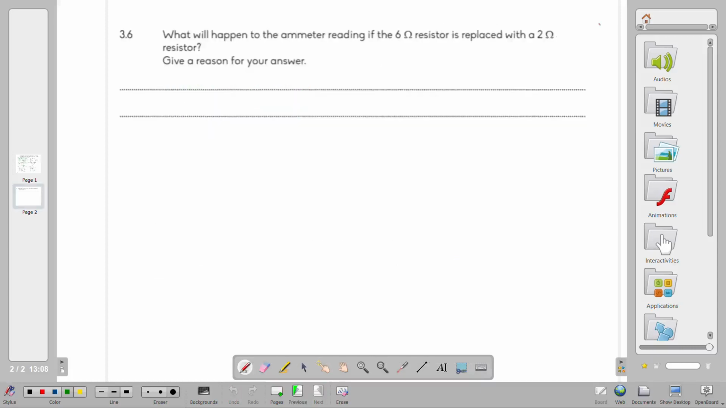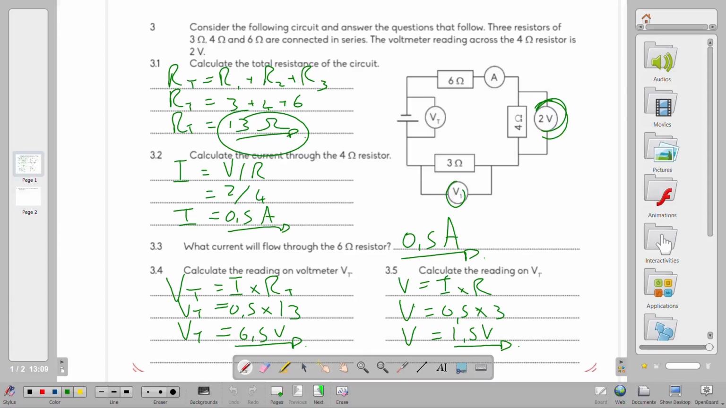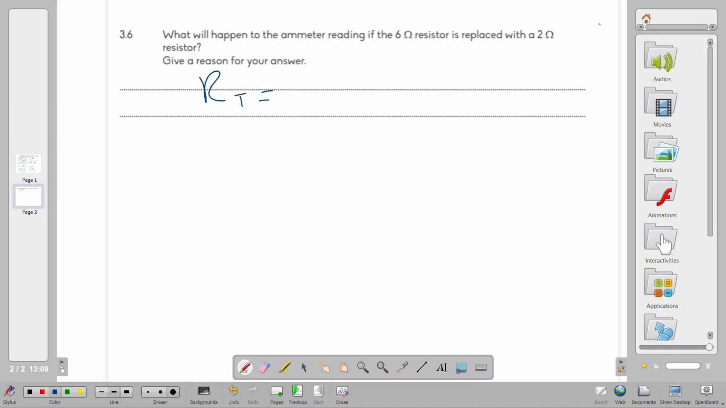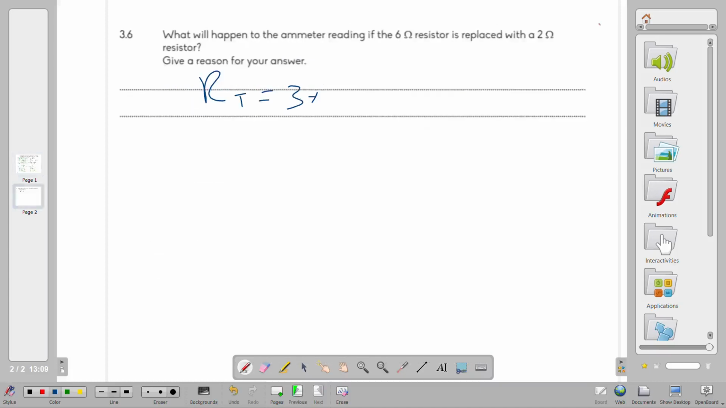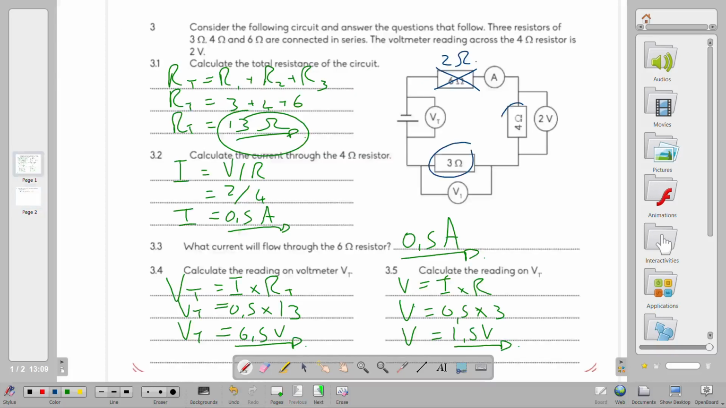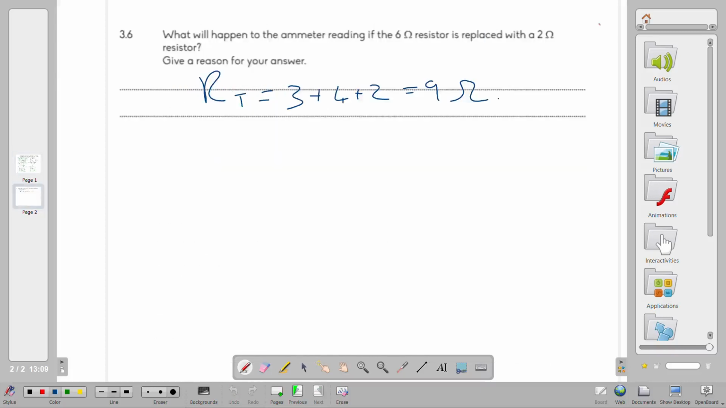Next one, what will happen to the ammeter reading if the 6 ohm resistor is replaced with a 2 ohm resistor? Okay, let's take a look at the previous sketch here. What will happen if this one is replaced with a 2 ohm? Well, my R total will be changing. Initially it was 13, so now it's 3 plus 4 plus 2, which gives me 9 ohm. Do you see where I'm getting that? It's the 3 plus 4 plus 2, and then we can say it's 9 ohm.